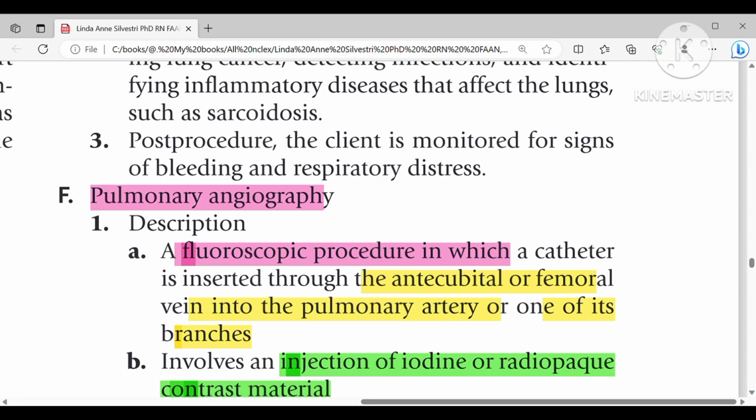Today we are going to see the respiratory system part 2. So in this video we'll see the other diagnostic tests in the respiratory system.